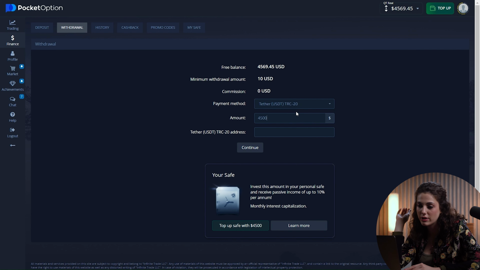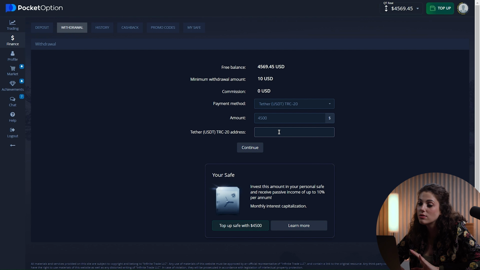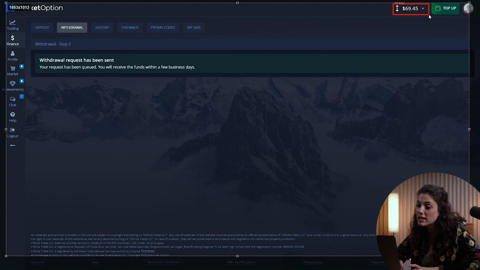In the amount field, you should enter the sum. I'll be withdrawing 4,500 USDT. In the lower field, you need to enter your wallet address. This can be any platform, just make sure it supports the TRC20 network. Click Continue. A new window with information appears. As you can see, the balance amount has changed.